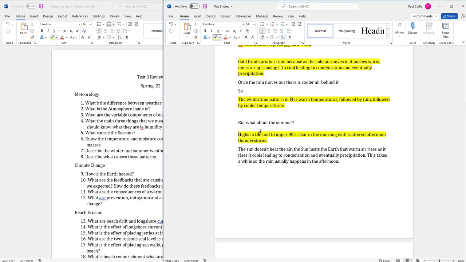Highs in the mid to upper 90s, clear in the morning, scattered afternoon thunderstorms. I'm recording this in the summertime, and that is exactly what we're getting now.